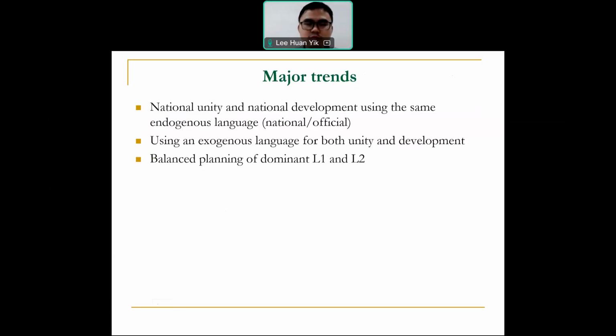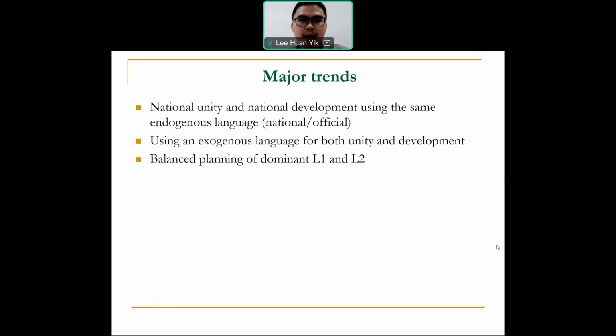But there are also other trends where they use an exogenous language, both for unity and development. So a language that is not part of the group, not part of the country, not indigenous. They use that for unity and development. So in other words, a balanced development of dominant L1 and L2 seems to be the major trend nowadays in the context of development.